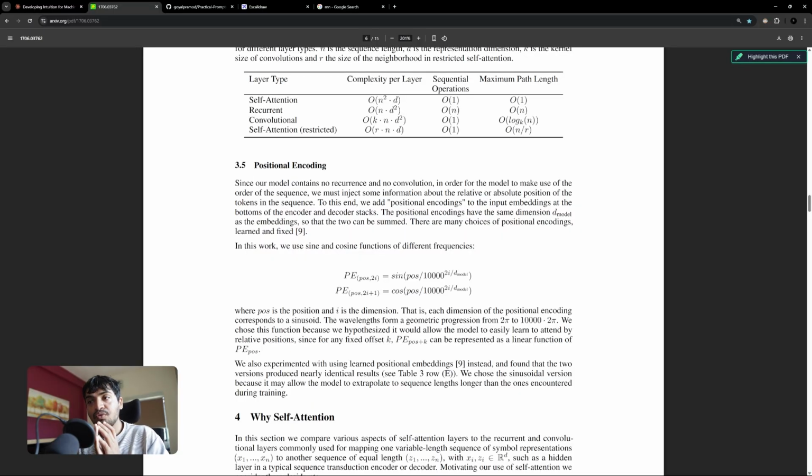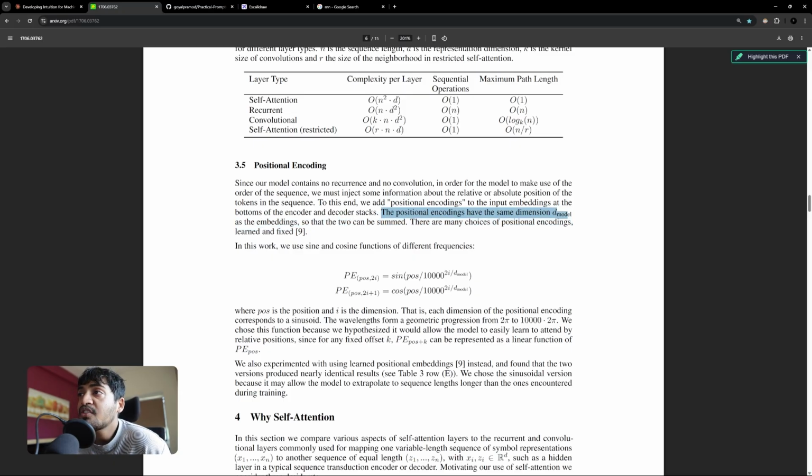Now that we know transformers are parallel, that they take all the tokens at once, there is no inherent sequence to them. So they cannot differentiate the fifth token from the first token. So we have to add some information about how the different tokens are positioned. To this end, we add positional encodings to the input embeddings at the bottom of the encoder and decoder stacks. The positional encodings have the same dimension d_model as the embeddings so that the two can be summed.